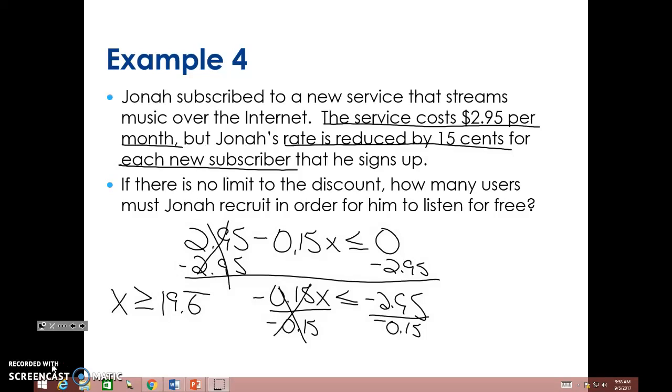Now what you got to keep in mind here is that we can't have 19.6 repeating people, right? So x has to be greater than or equal to 19.6. Since it can't be equal to 19.6, what would be the next whole number of people that would be greater than 19.6? 20. So how many people is he going to need to sign up in order for him to get this for free? 20 people. So 20 would be our correct answer, but we used the information that we found from our problem in order to get that answer.